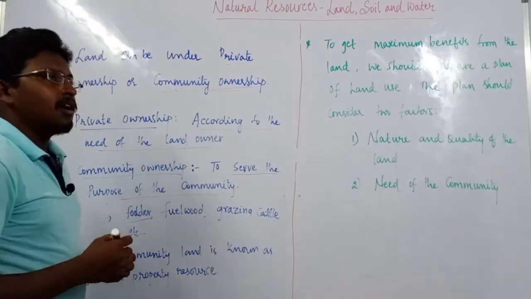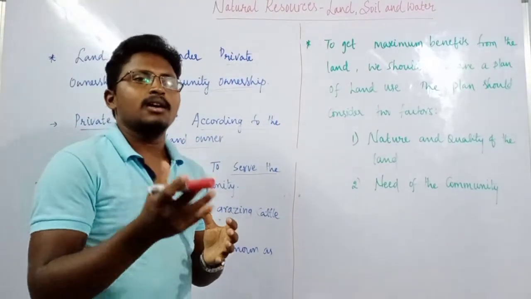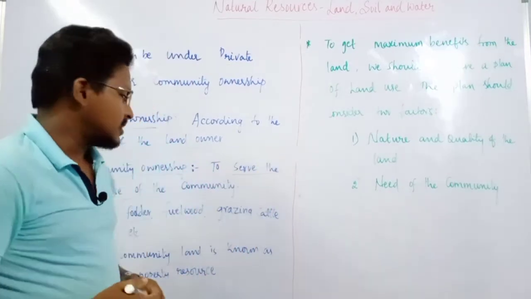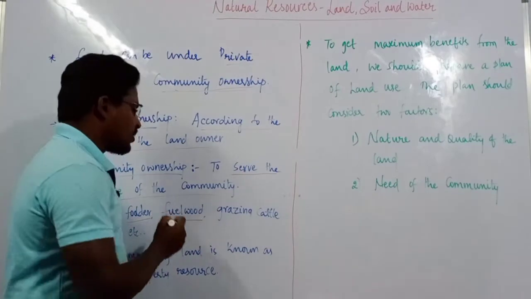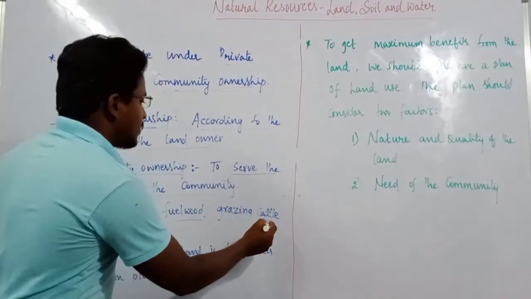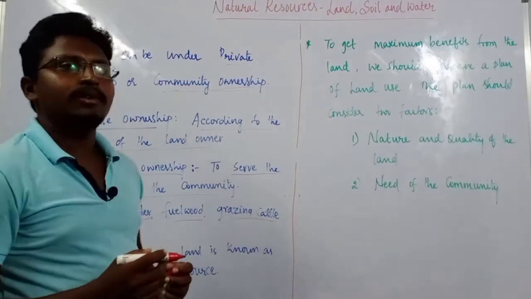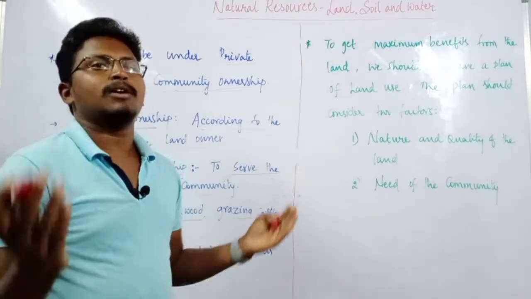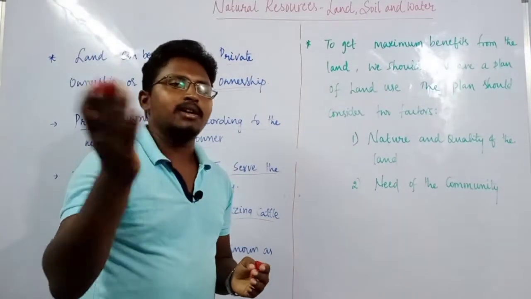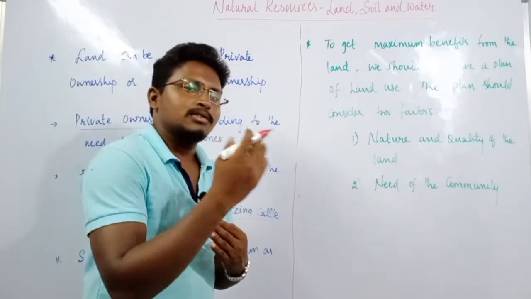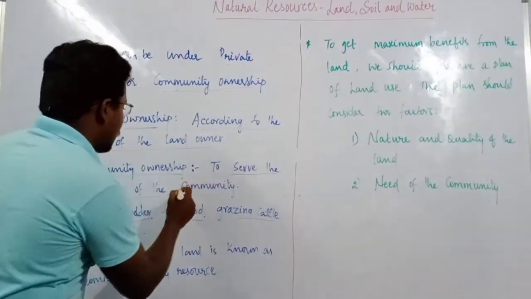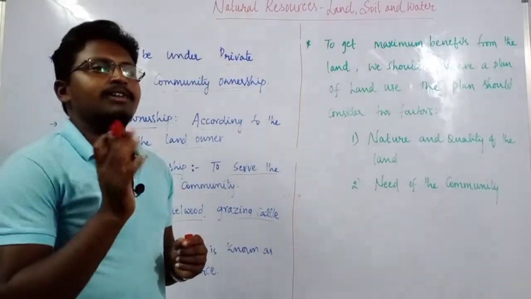That means producing, sometimes cultivating crops for animals, or to collect fuel wood. Suppose in villages they may collect fuel wood, and sometimes they may also graze their cattle, and sometimes they may use it for other purposes. They may make it into a big public park, or a burial ground, or a playground. But it should serve the purpose of the community, not an individual.